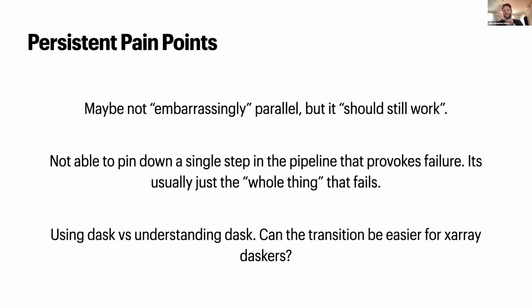Now, these persistent pain points. This problem might not be super embarrassingly parallel, but it should still work. All of these steps can be applied in a for loop, so there's nothing that really prevents this from working. It's just that it gets too complex and requires a lot of temporary saves. That's still something I'm working on. Even if you take parts out, it fails at a different step. It's very hard to get a grasp on what is happening with Dask if it actually fails.